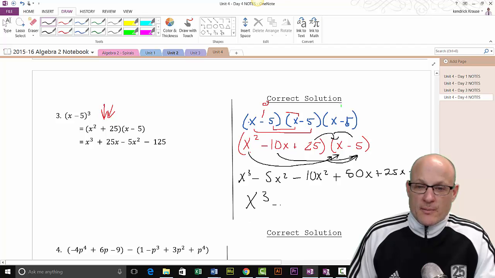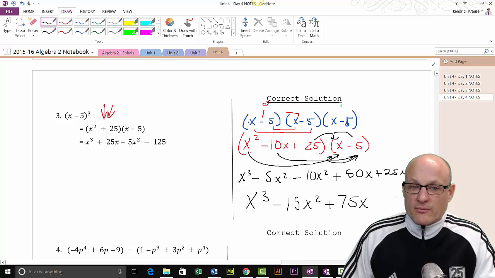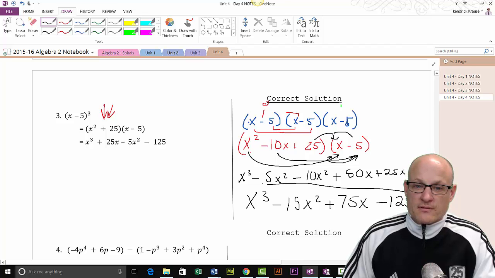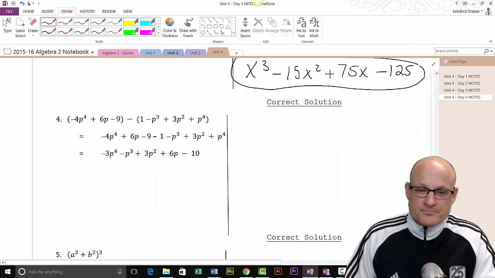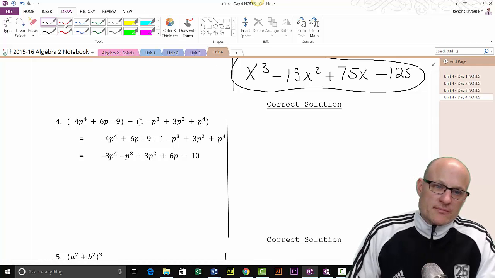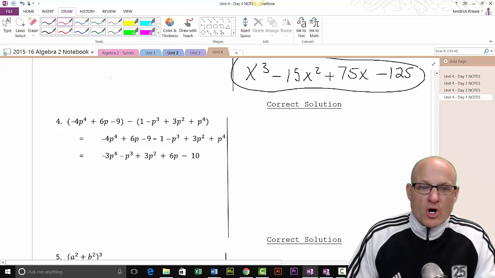X cubed minus 15x squared plus 75x minus 125. And I'll probably show you in class on the graphing calculator how you can check your answers. You should be pausing it. Pause, pause, pause, pause.